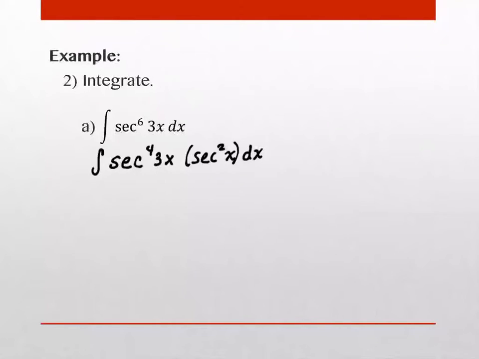That piece needs to remain the same. It's the secant to the fourth that needs to be manipulated. Shouldn't that be 3x squared? Oh, I left my 3 out. Yes, it should. Let's fix that. Thank you very much.